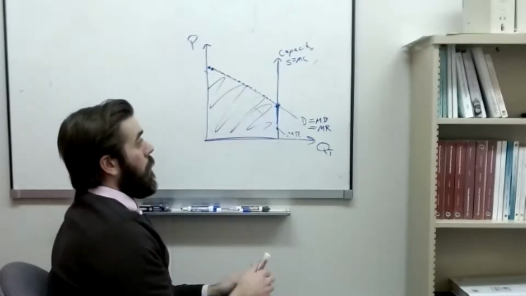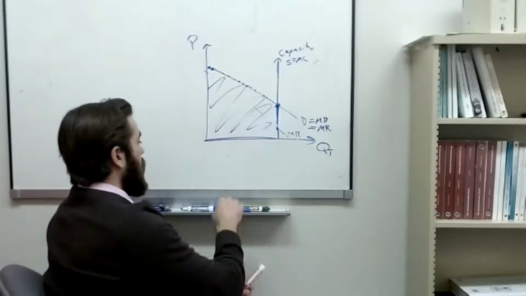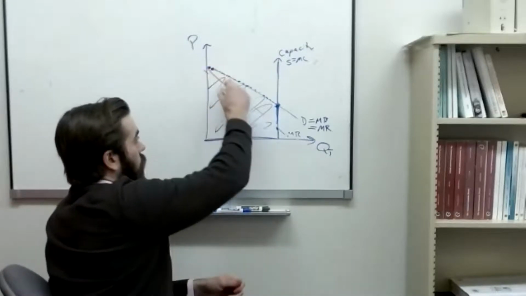What's also, in this model, like let's say before I had my marginal revenue, I drew it twice as steep.